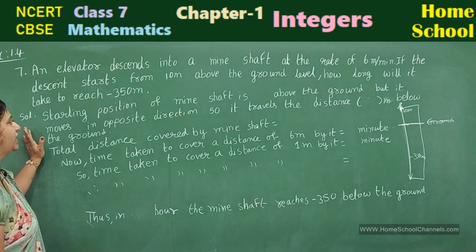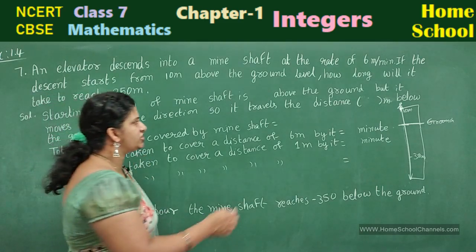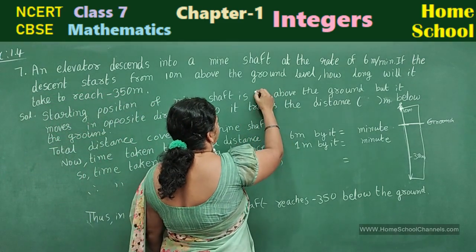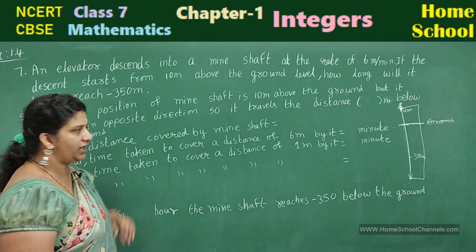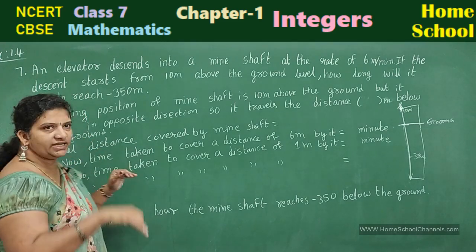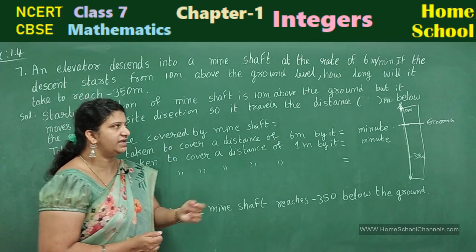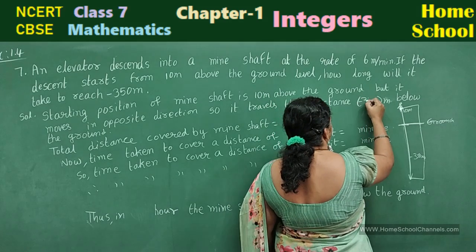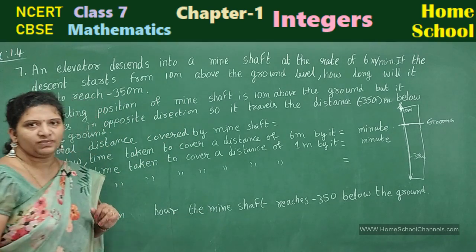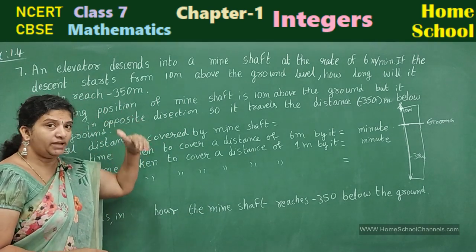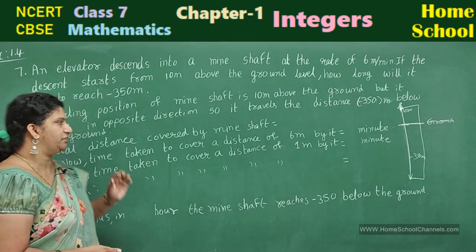Solution. Starting position of the mine shaft is how much? 10 meters above the ground. But it moves in the opposite direction. So, it travels the distance to minus 350 meters, below the ground. Above the ground, 10 meters; below the ground, minus 350 meters. One is positive, one is negative.